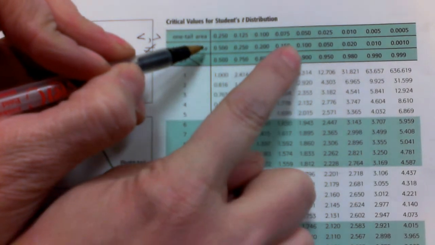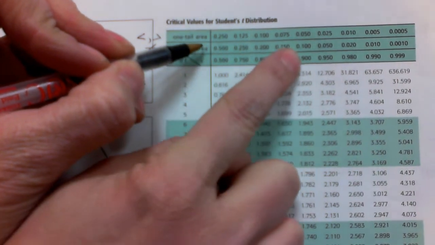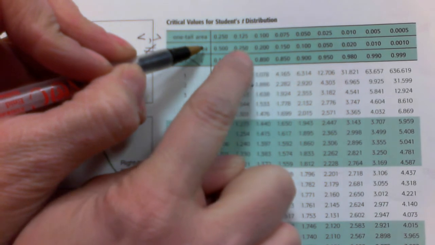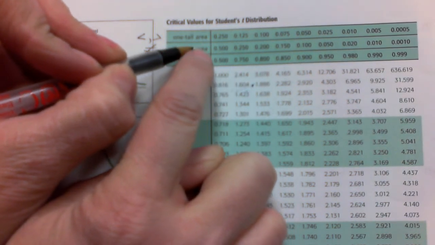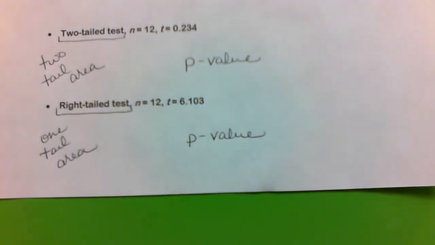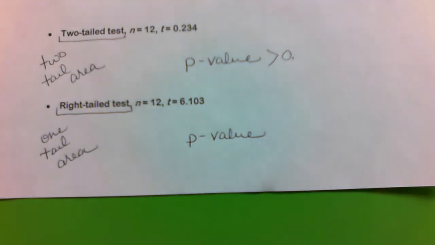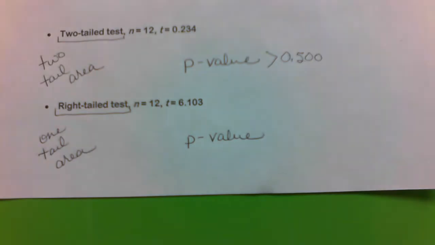So I look at this row of numbers, and as you go to the left, the numbers continue to get larger. So we have 0.5. If we went further to the left, those would continue to get larger. So our p-value is larger or greater than 0.5 or 0.500.